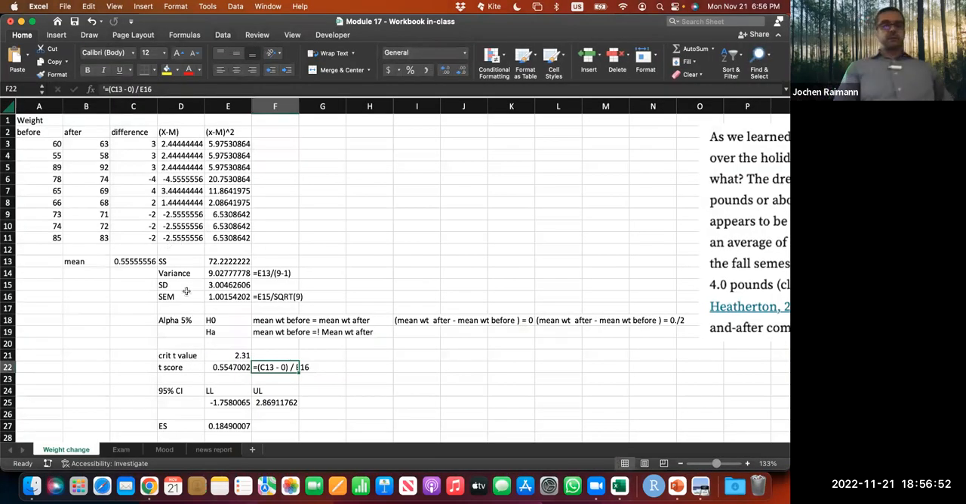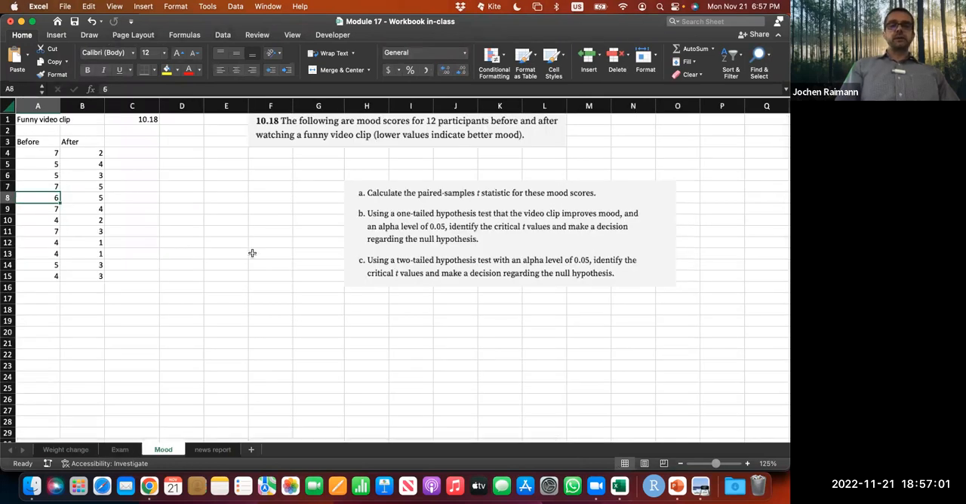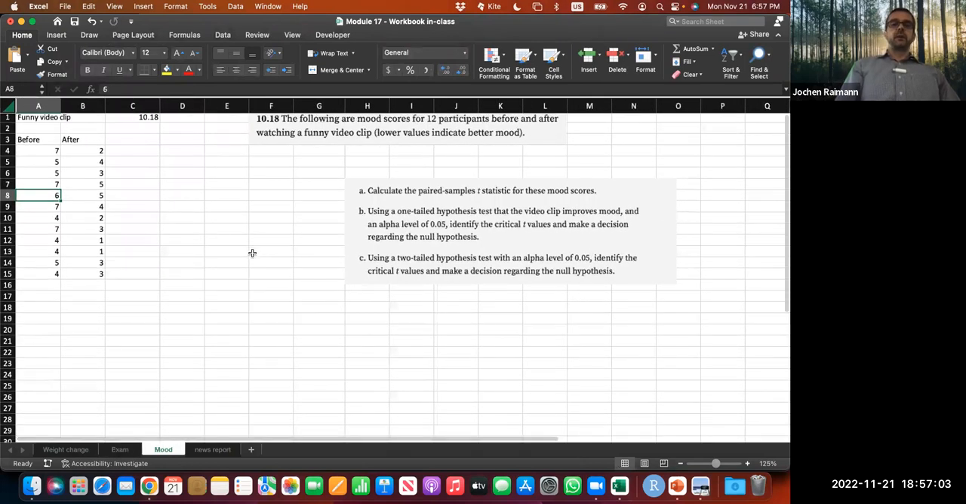So that was conceptually what needed to be discussed. So we have an exam example and we have a mood example. Let's do a mood example. The following are mood scores for 12 participants before and after watching a funny video clip. Lower values indicate a better mood.